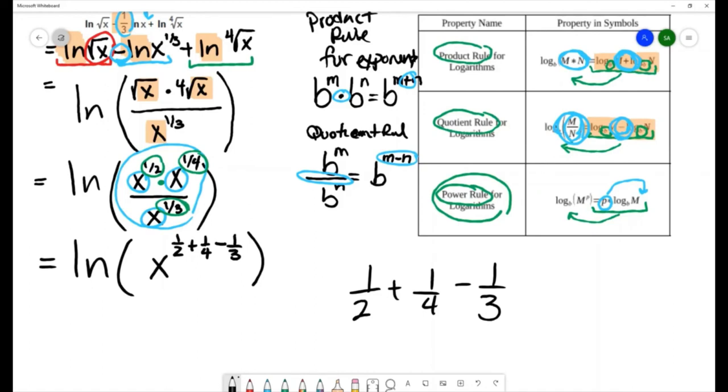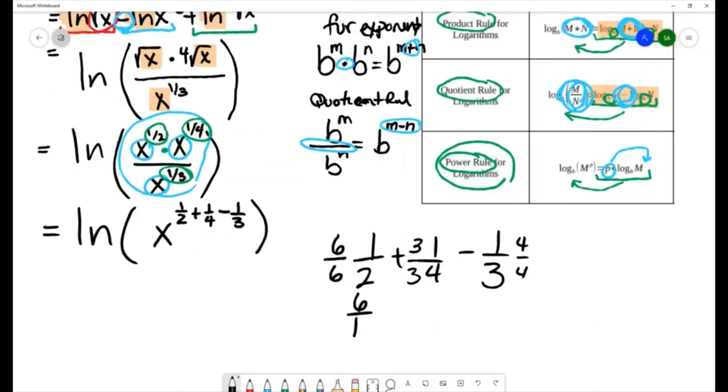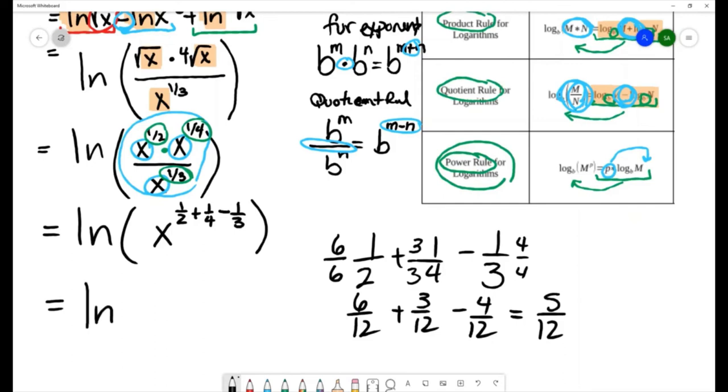There is a common denominator of 12, so I'm going to multiply this one by 6/6, this one by 3/3, and this one by 4/4. That gives me 6/12 plus 3/12 minus 4/12. 6 plus 3 is 9, minus 4 is 5. That's 5/12. So this simplifies to be natural log of x to the 5/12.